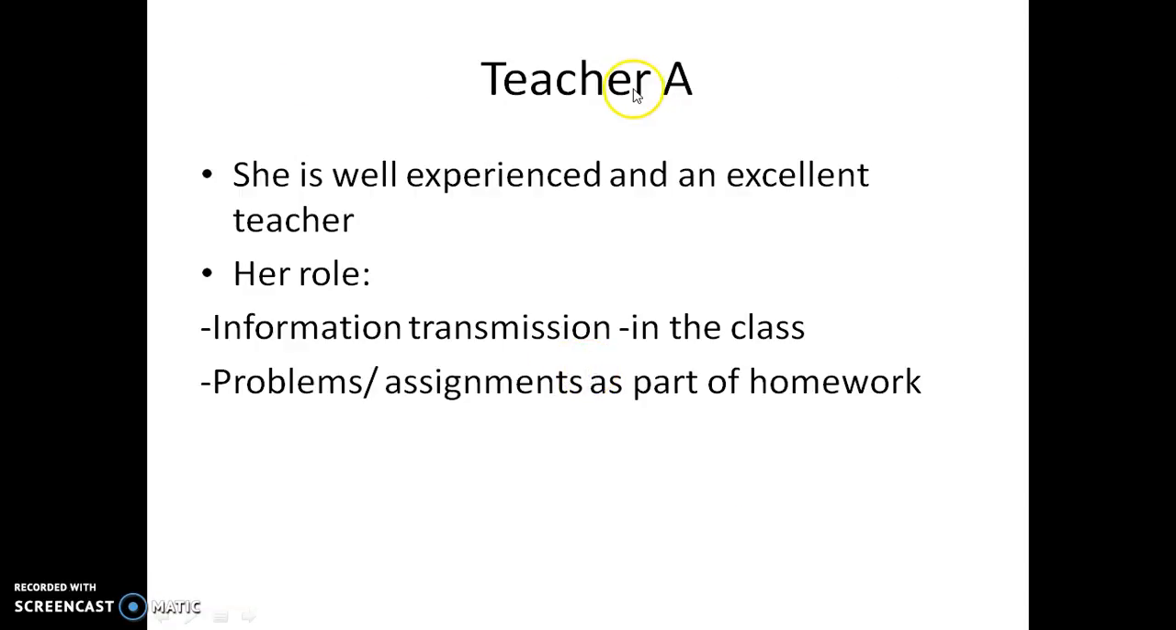Today I am going to talk about the traditional classroom and its limitations. So we will take a scenario where two teachers are teaching. Teacher A is a well experienced and an excellent teacher.